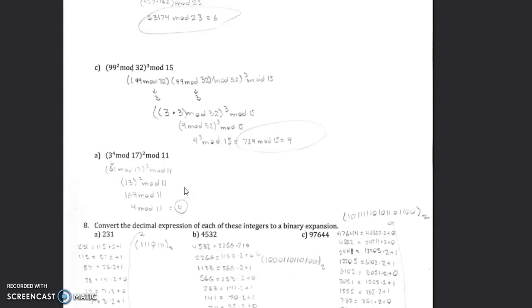Again, we have exponents on the 3, and we have exponents on the outside of the parentheses. So first I'm going to do the exponent on 3, because we basically proved that we can work with the exponent first without having to expand the mods. So 3 to the 4th power is 81. So (81 mod 17) squared mod 11. 81 mod 17 is 13, so 13 squared mod 11. 13 squared is 169. 169 mod 11 is equal to 4.